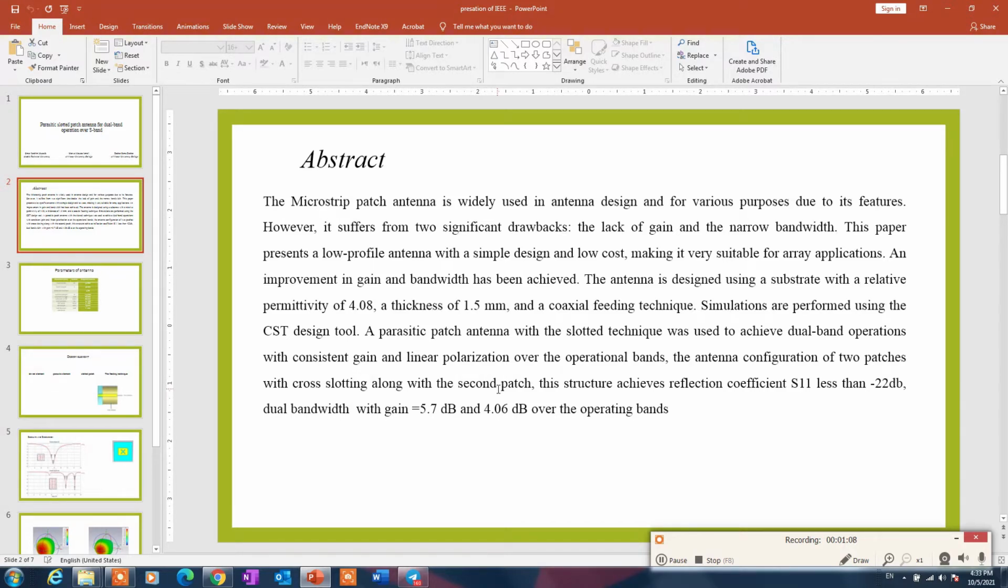A parasitic patch antenna with a slotted technique was used to achieve dual band operation with consistent gain and linear polarization over the operational bands. The antenna configuration has two patches with cross-slotting in the second patch. This structure achieves reflection coefficient S11 less than -22 dB, dual bandwidth with gain equal to 5.7 dB and 4.06 dB over the operating bands.